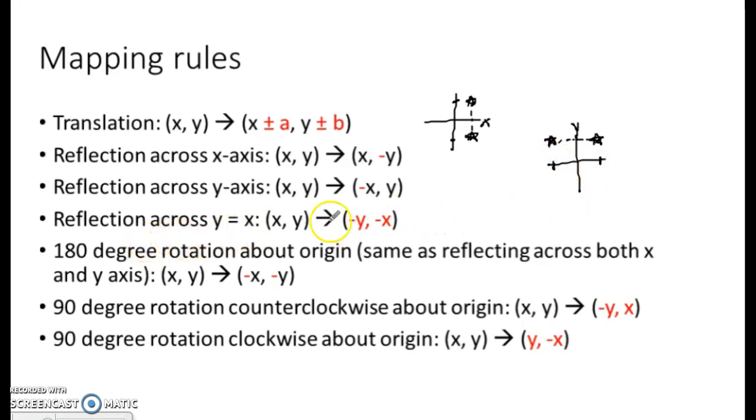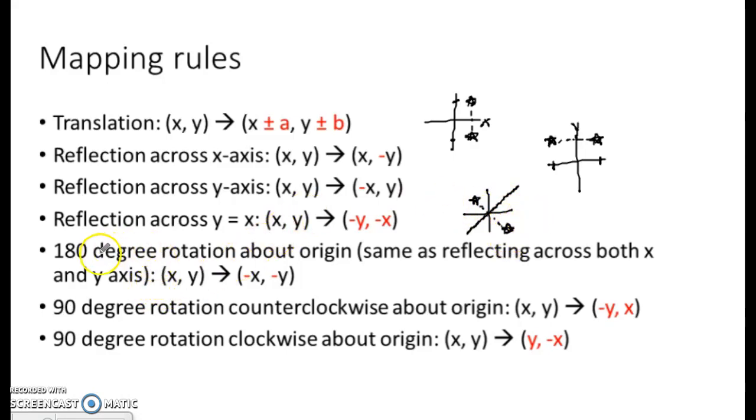All right. If you're reflecting across the line y equals x, line y equals x is actually this line right here, where the slope is 1 and the y-intercept is 0. When you're reflecting across that line, you want to change the order of x and y and switch both of the signs. And what that would kind of look like, if you had a star that started up here, it would end up down here. You would change the order of your x and y and you would change the sign.